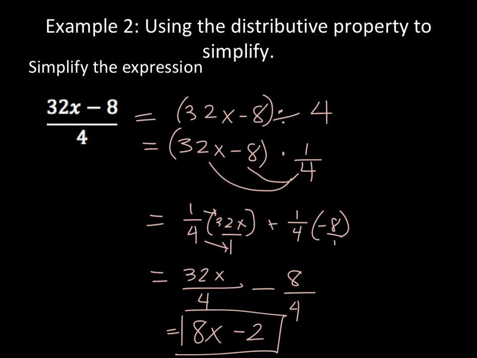Another way to do this would be to just separate this into two different terms. We have 32x over 4 minus 8 over 4, and then simplify from there, which is essentially the same thing we're doing here. This is just showing us the process. But now that I know this, I can change this to dividing by 4, which I know is the same as multiplying by 1 over 4. I can go straight to distributing it to each term, or dividing each of these by 4.